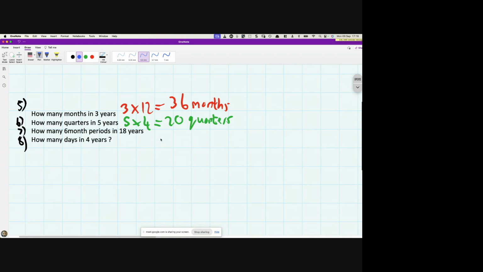How many 6-month periods in 18 years? Well, we're going to go with 18 times something. What are we going to times the 18 by? Well, there's 2 6-month periods in a year, so it will be 18 times 2, so 36 half years.